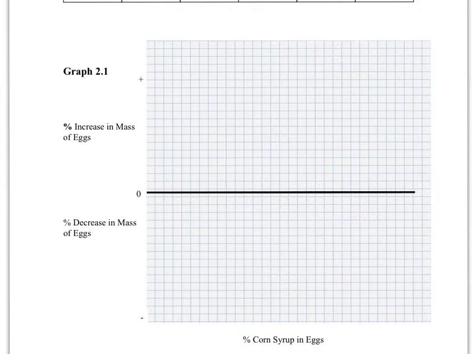So what did we say our highest percent increase in the mass of the egg was? 9, and then the most negative number was? Negative 8. So I think there's enough squares on here for that. We don't have to be creative about how we number this. For this case, each line would be 1%.